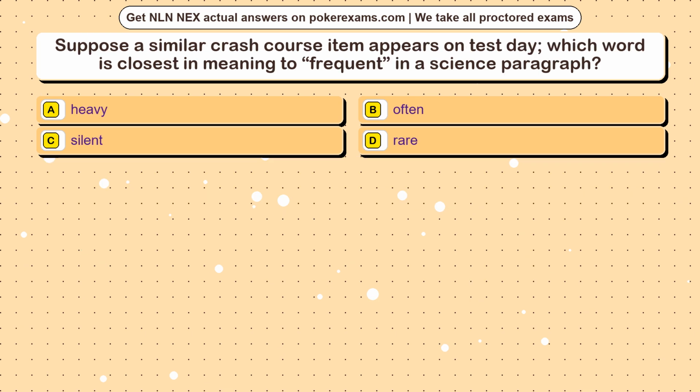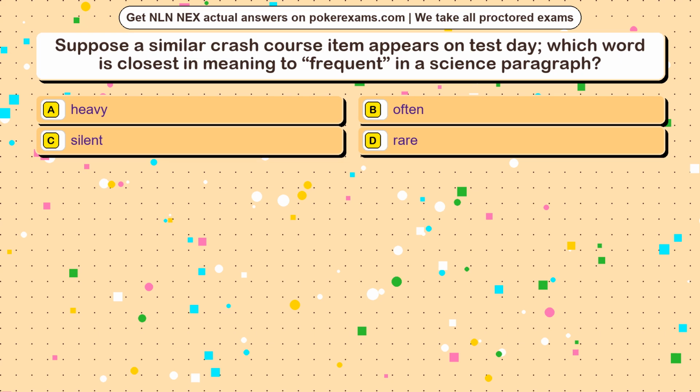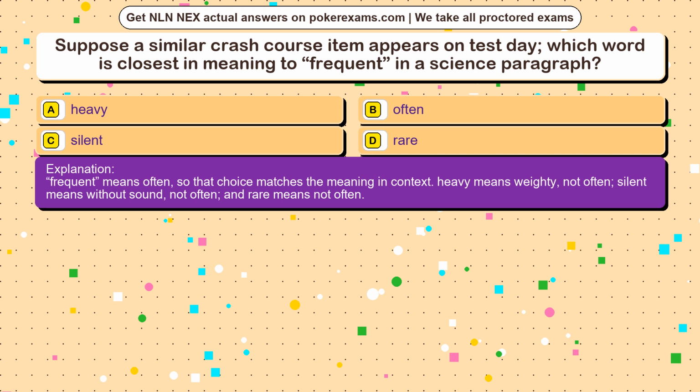Question 7. Suppose a similar crash course item appears on test day. Which word is closest in meaning to frequent in a science paragraph? Option A, heavy. Option B, often. Option C, silent. Option D, rare. The correct answer is option B. Frequent means often, so that choice matches the meaning in context. Heavy means weighty, not often. Silent means without sound, not often. And rare means not often.